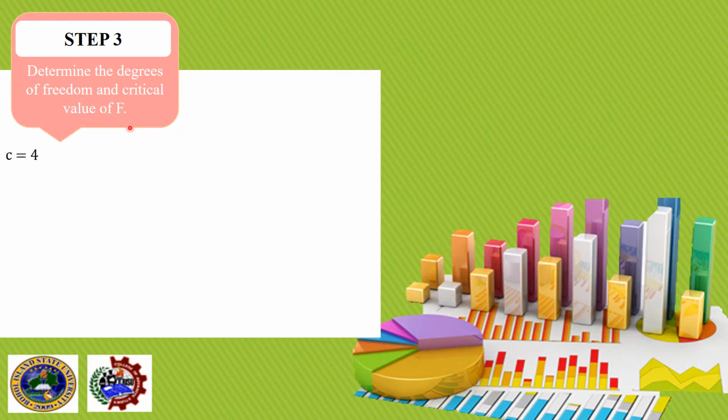So first, we know that C stands for the number of treatments, and there are 4 treatments, so our C is equal to 4. And R stands for the number of blocks, and since there are 5 blocks, which stands for the number of workers, R is equal to 5. So we can now find the degrees of freedom for treatment first. Using the formula C minus 1, which is 4 minus 1, our degrees of freedom for treatment is equal to 3.